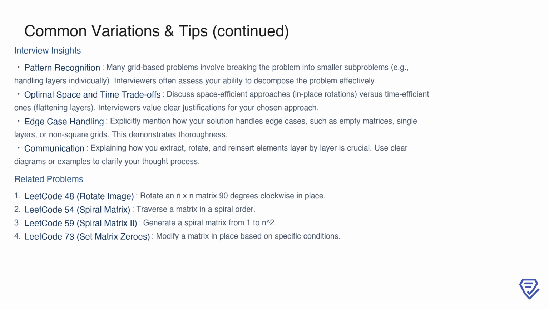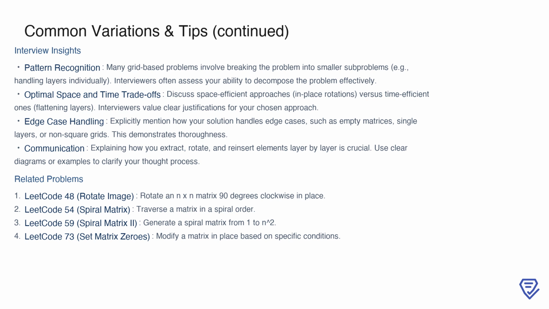Another critical aspect is the trade-off between time and space efficiency. For example, in-place rotations save space but are more complex to implement, while flattening layers is easier but involves extra memory. Be prepared to explain why you chose a particular approach and how it balances these trade-offs. Additionally, handling edge cases explicitly, like empty grids, single layers, or non-square matrices, is something interviewers value because it shows thoroughness and attention to detail.